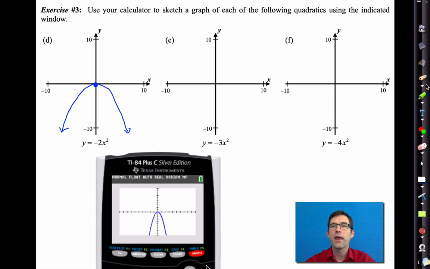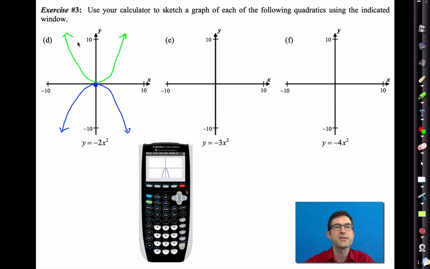In fact, if we carefully looked at this one compared to the one in letter A, what we'd see is that they're the identical parabolas. It's just that this one, this green one from letter A, got flipped across the x-axis, to become the one in letter D. All right? Anyhow, pause the video now, take some time, put the letter E and letter F in one at a time, and sketch their graphs as well.